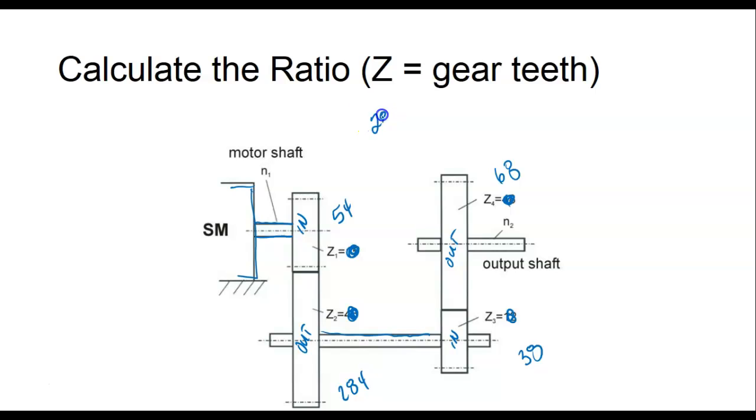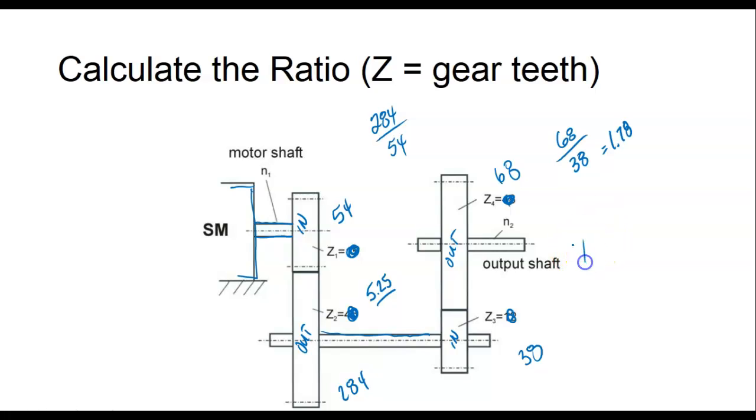So over here to calculate this, out would be 284 over 54. And this over here would be 68 divided by 38. So what ratio would we get out of this one? That's 5.25. And by the way, these have no units, they're just gains. And over here, what would this give me? 1.78.